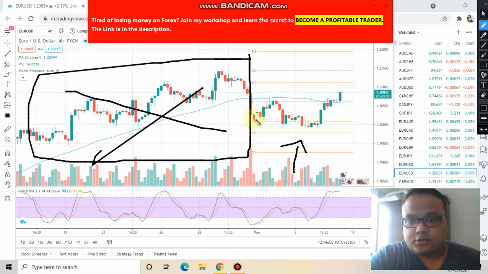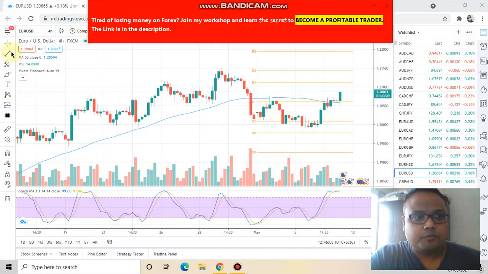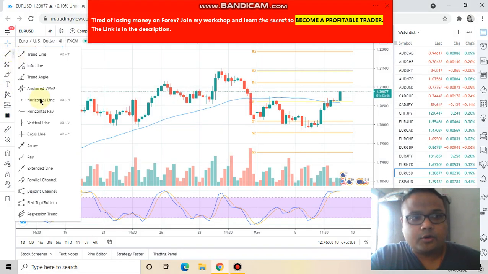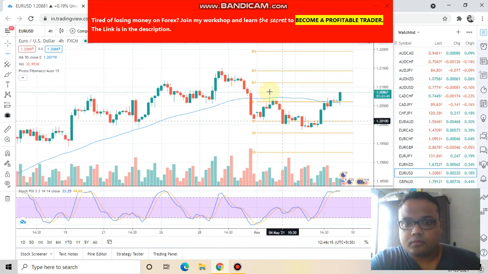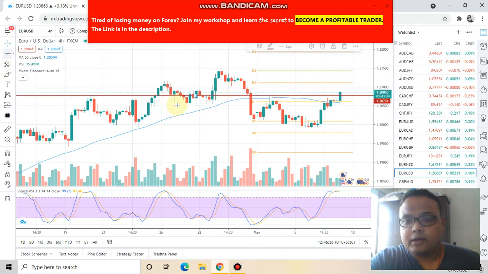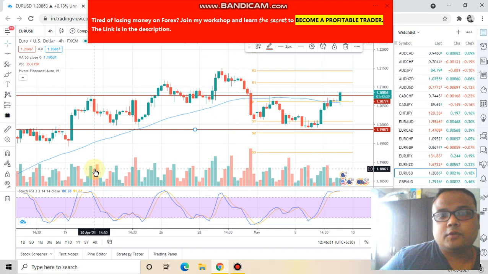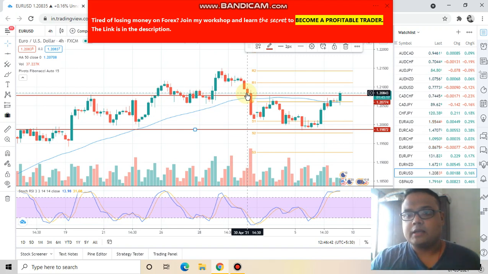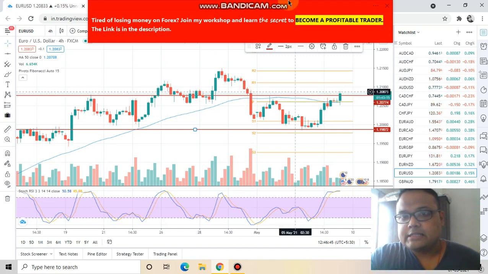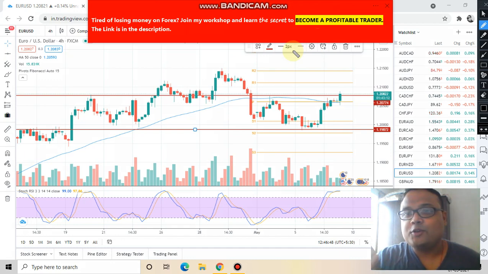So what do we need to do then? Let me show you. You can easily see that we can draw the demand and supply zones. This is the resistance level for the market, and this is the support for the market. From 30th April, from this candle, you just need to focus on the market. As you can see right now, this is the resistance and this is the support, and the market is just trying to cross the resistance.